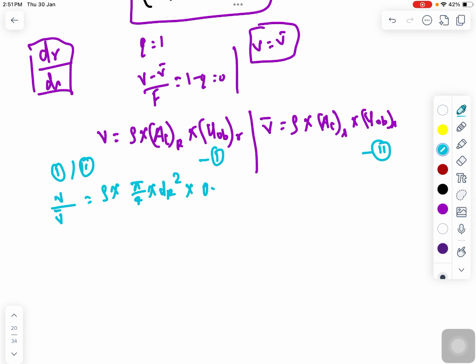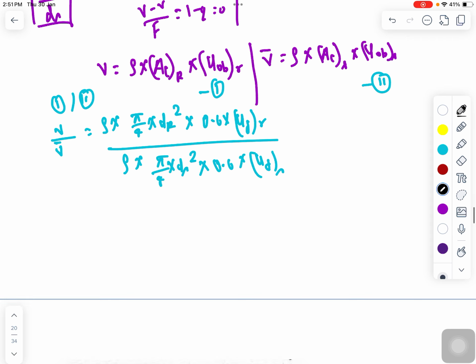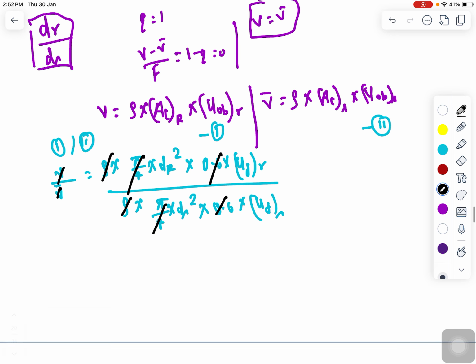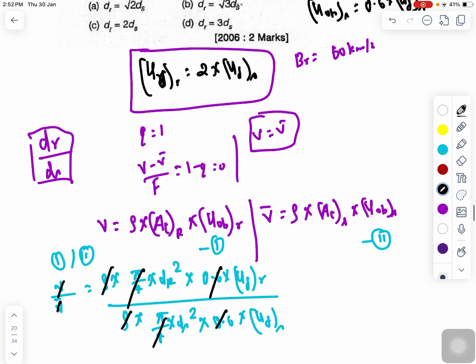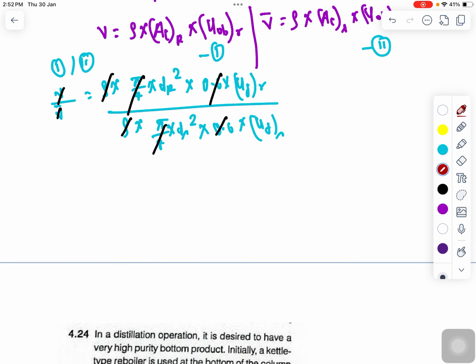So I can write 0.6 multiplied with U flooding velocity in the rectifying section, divided by rho multiplied with pi by 4 into the diameter of the stripping section whole square, multiplied by 0.6 into U flooding velocity in the stripping section. If you do these calculations, density will get cancelled out, pi by 4 will get cancelled out, and 0.6 and 0.6 get cancelled out. Also there is a relationship that the flooding velocity in the rectifying section is equal to 2 into the flooding velocity in the stripping section.